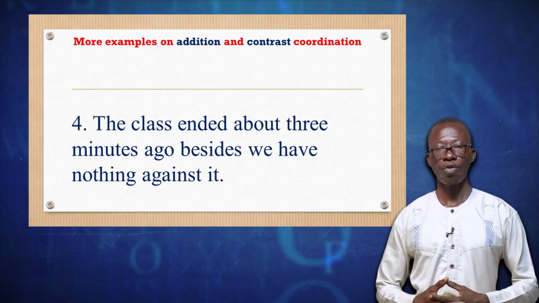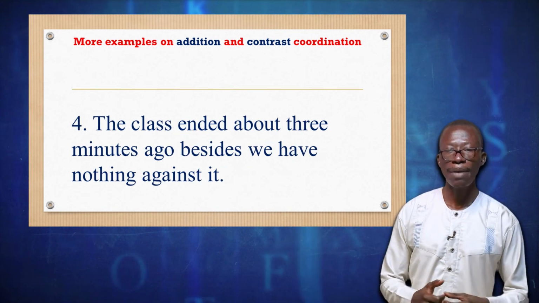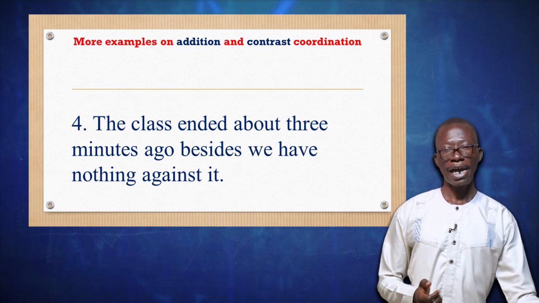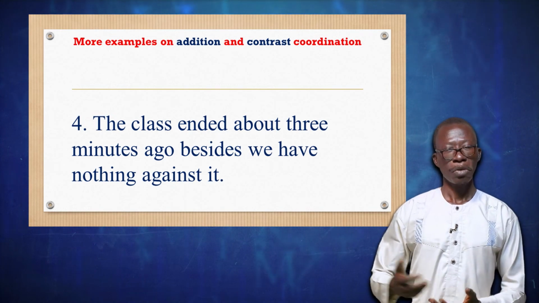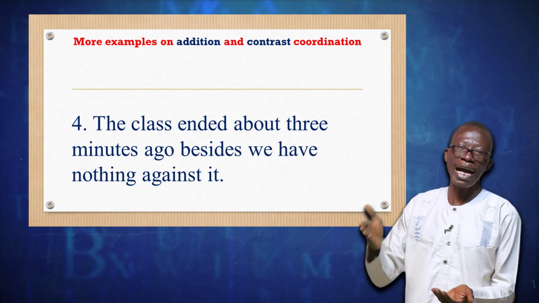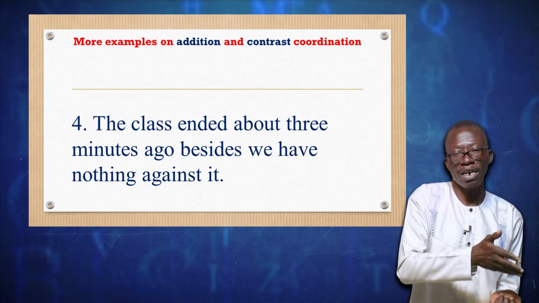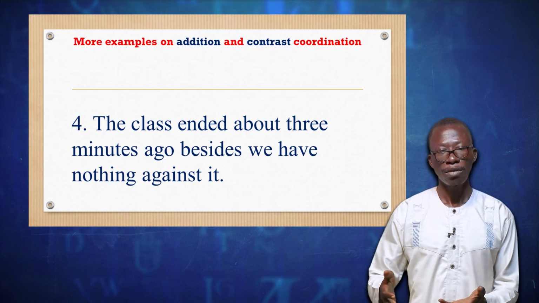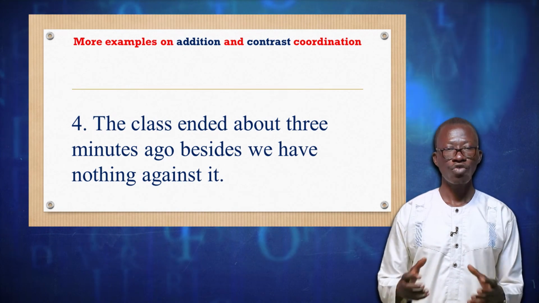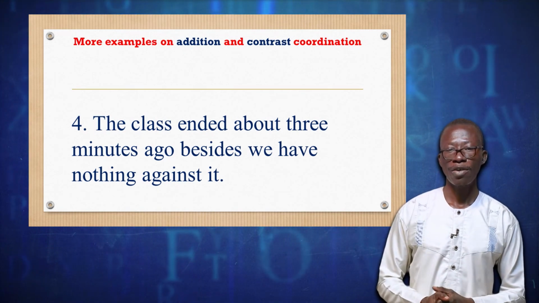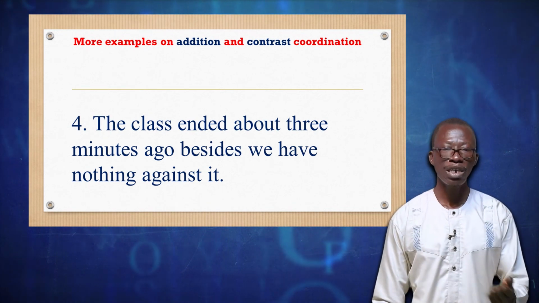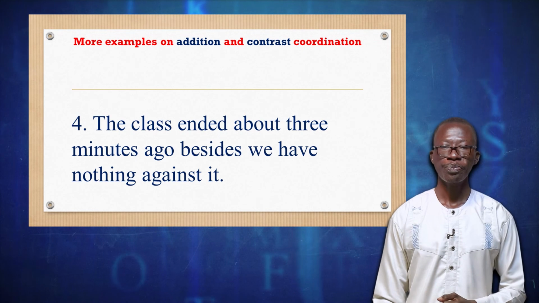Now we have the fourth one. The class ended about 3 minutes ago. Besides, we have nothing against it. Here, one action, the class ending. Then there was no need to go against it. So it is additional information adding to the fact that the ending of the class doesn't affect anyone's agreement. So we have the two being brought together. The class ended about 3 minutes ago. Besides, we have nothing against it. Besides can be substituted with any of the addition coordinators.